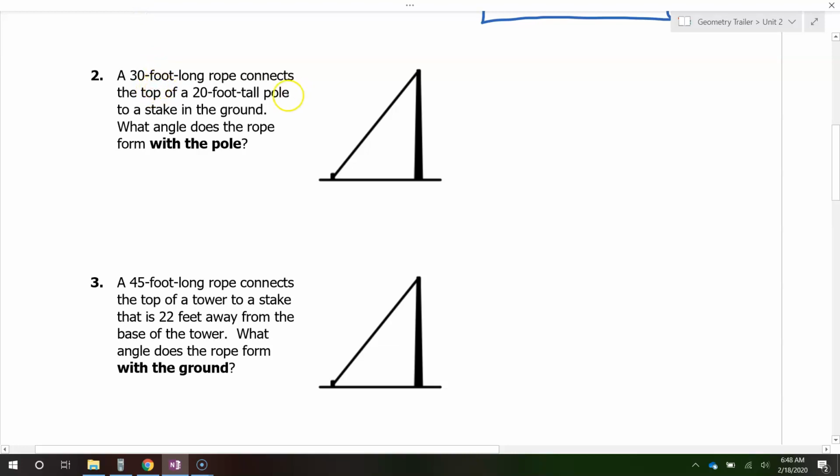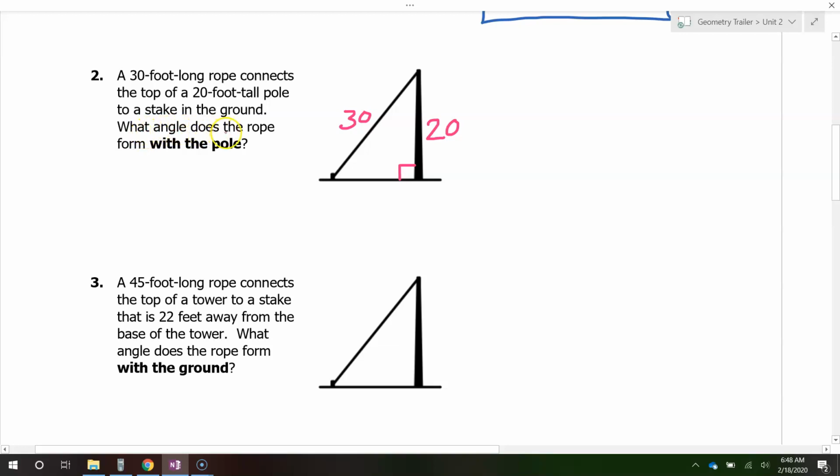So let's see. Let's just keep working on the same scenario so we can practice seeing kind of what goes where. So here's our 90-degree angle, 30-foot long rope. So again, that 30 is going to be right here. There's your rope. 20-foot tall pole. So the 20 is here.